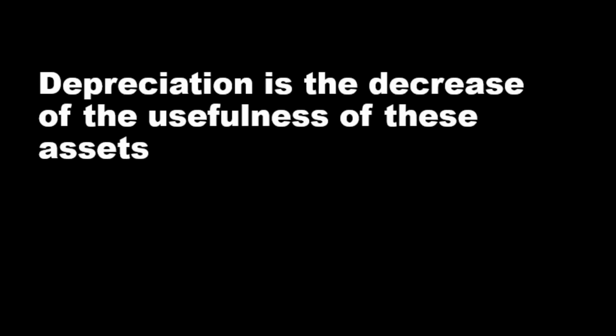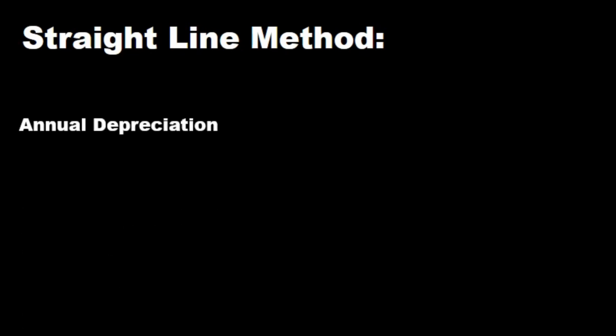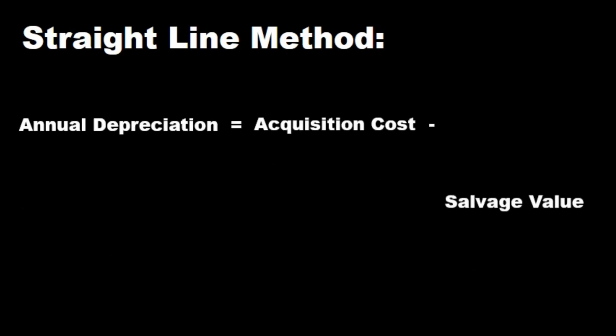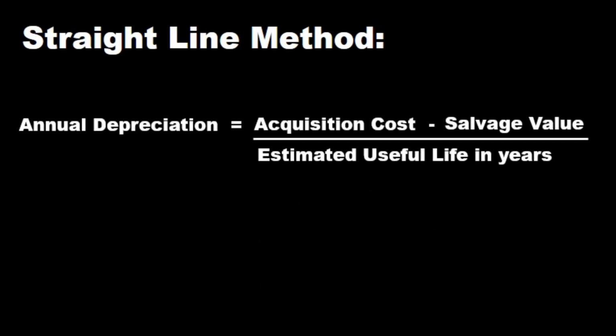The simplest method in calculating the amount of depreciation is the straight line method. And this is the formula in calculating the depreciation. Annual depreciation, or depreciation expense per year, equals acquisition cost, or the original cost, minus the salvage or residual value of the equipment, divided by the estimated useful life in years.